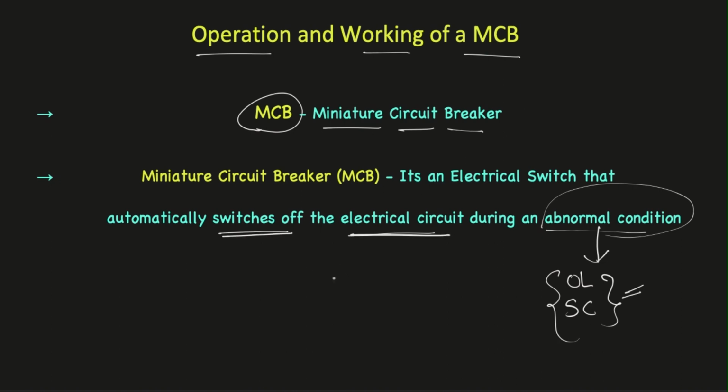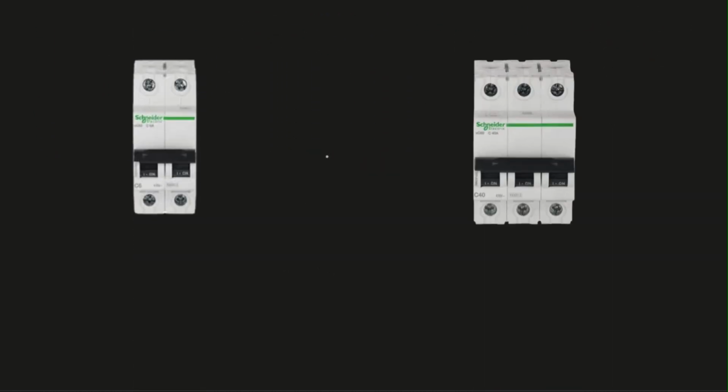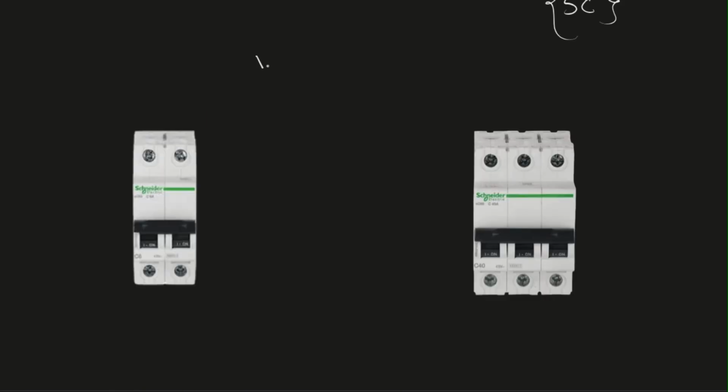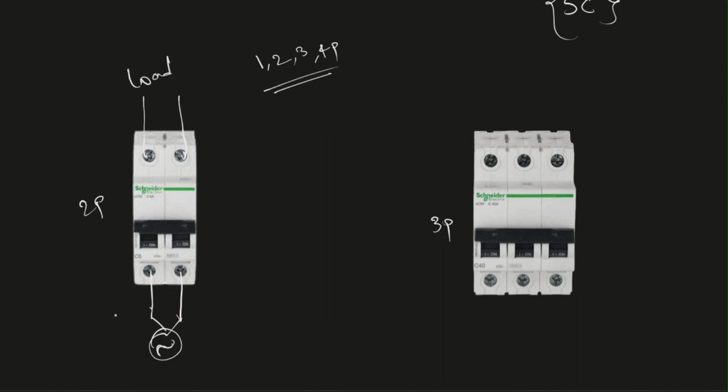Now let us see how an MCB looks both externally and internally. There are many types of MCBs such as single pole, double pole, triple pole and 4-pole MCBs. Here is a double pole MCB and this is a triple pole MCB. The input is given in the input terminals which are present here, that is, the source is connected here and the load is connected to these terminals. The source flows from here to the load when this MCB is turned on.